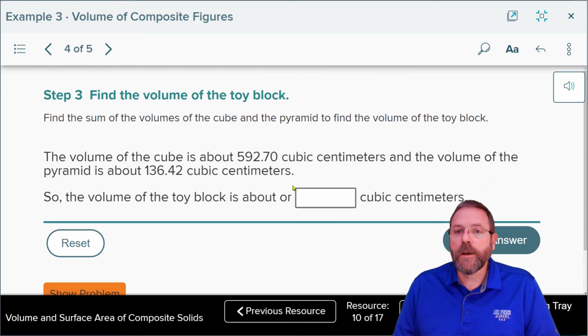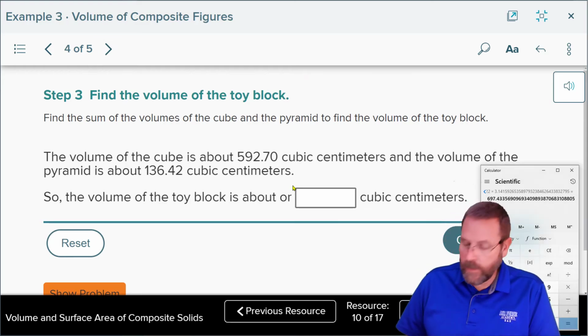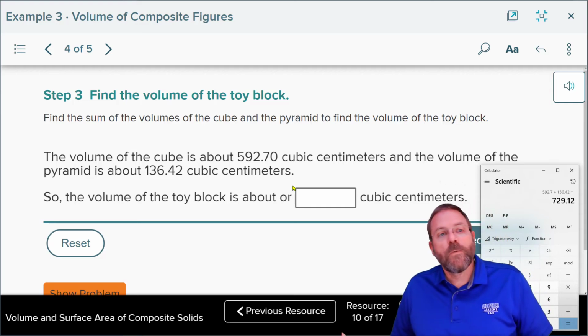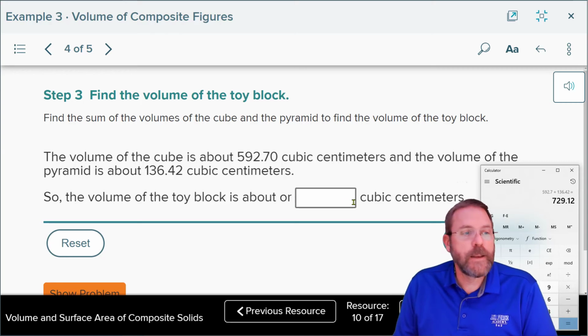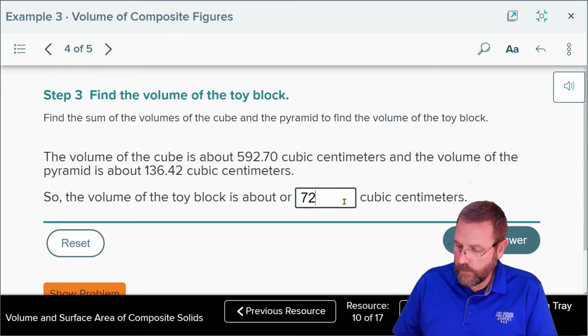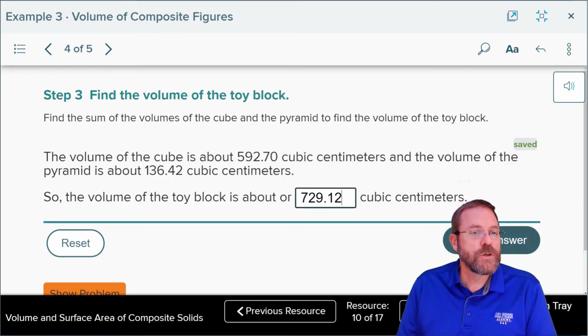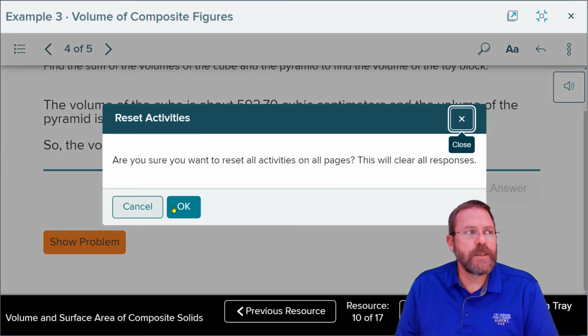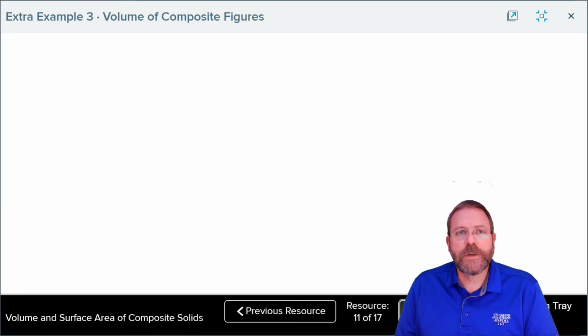So when we grab our calculator, because I am tired, I'm on my 10th video for today now, 592.7 plus 136.42 equals, and we're looking at 729.12. Check that answer, and it's good. Easy math. Just got to find the volume of each individual piece and then add those pieces up together.